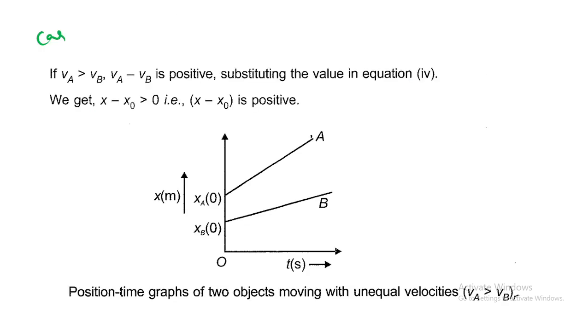Chalo, shall we? Next is case 3. What is case number 3? You know already, it's simple here. VA is greater than VB.